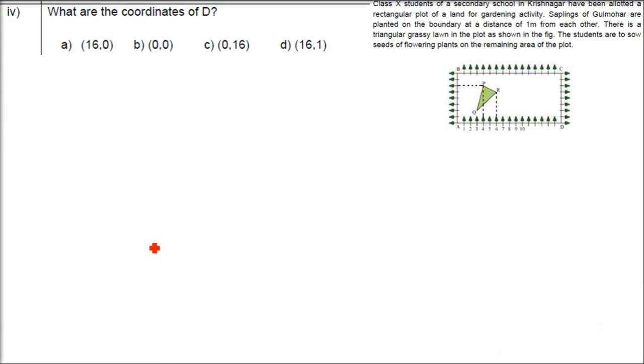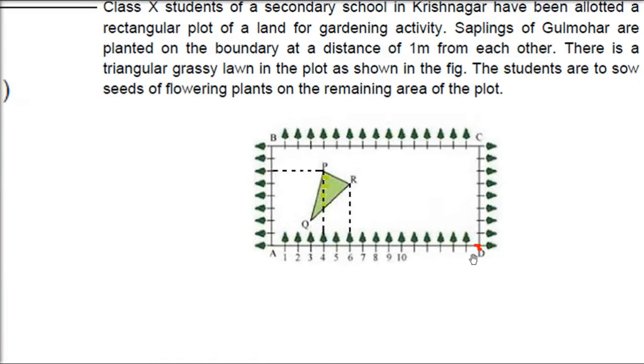What are the coordinates of D? See, D is on the x-axis, so it will not have a y coordinate. On the y-axis, x is 0; on the x-axis, y is 0.